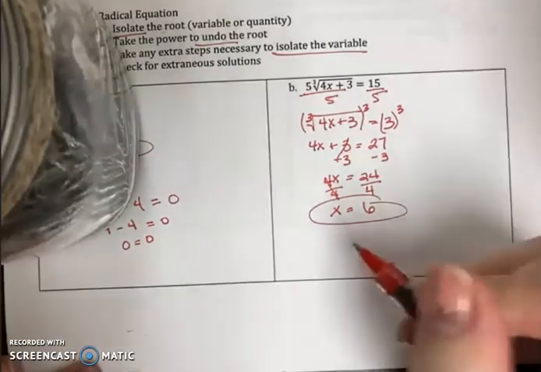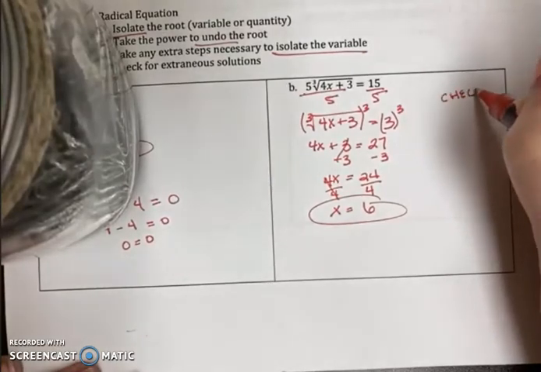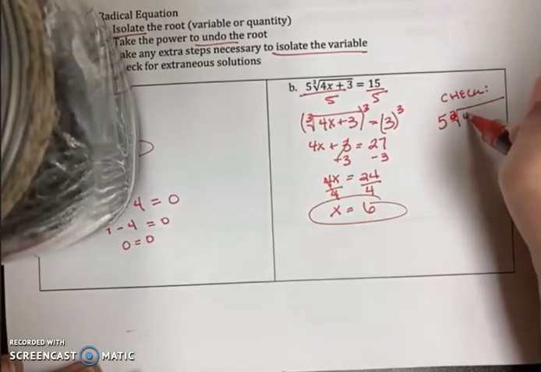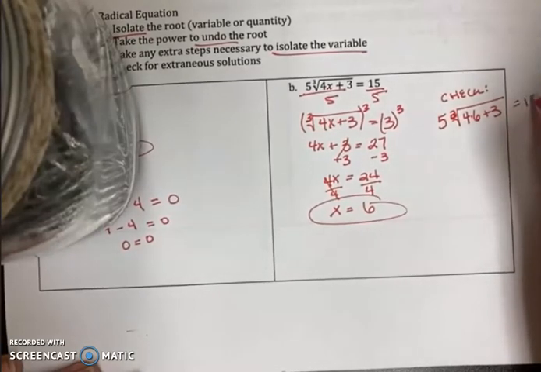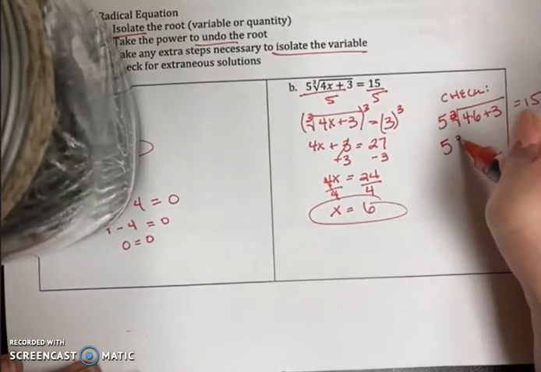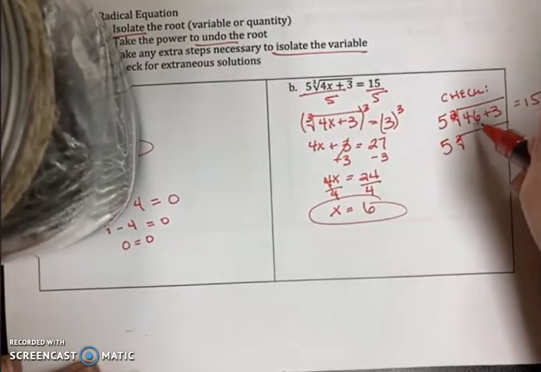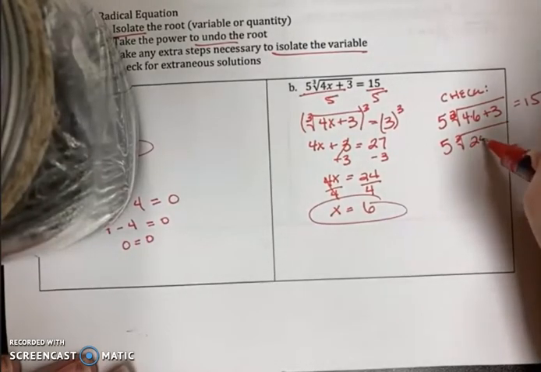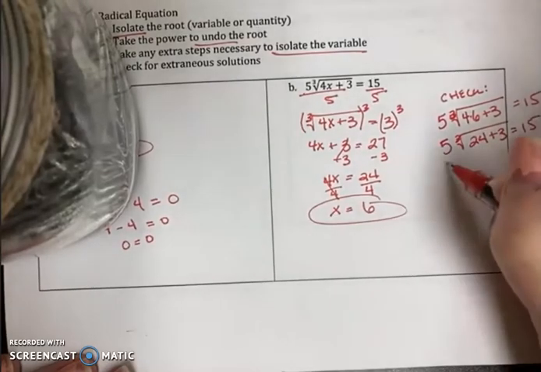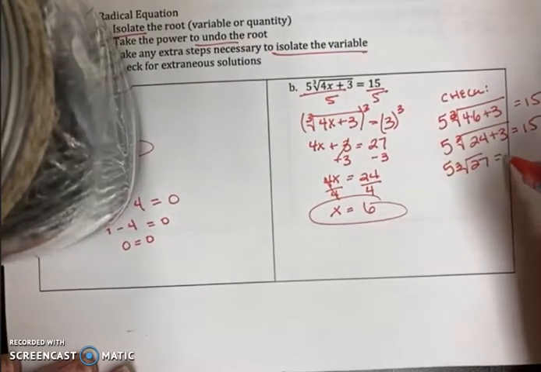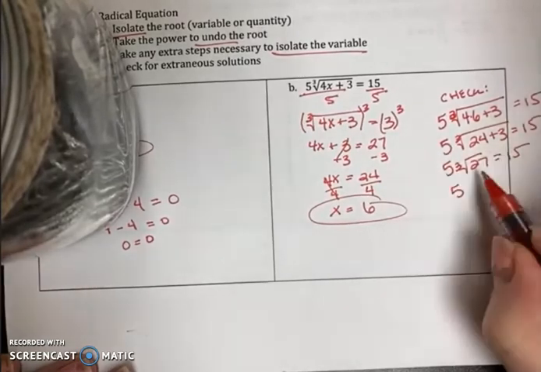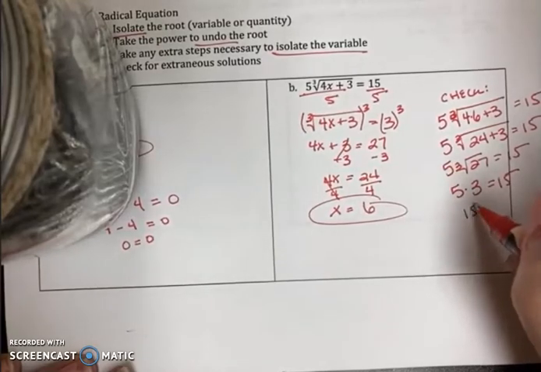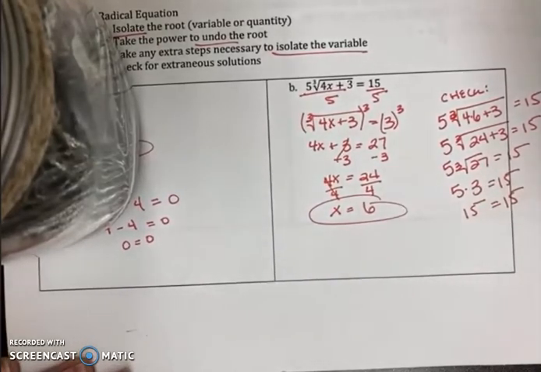Let's make sure this isn't an extraneous solution, so we're just going to check it real quick by plugging it right back in. Okay, so I have 5 times the cube root of 4 times 6, which is 24, plus 3, which means it's the cube root of 27. 27 is the perfect cube of 3. 5 times 3 really is 15, so it does work.